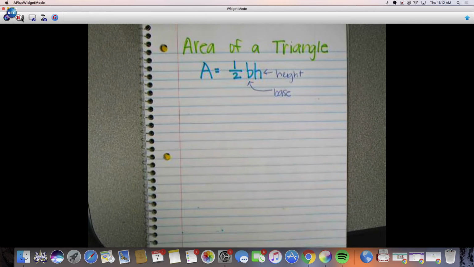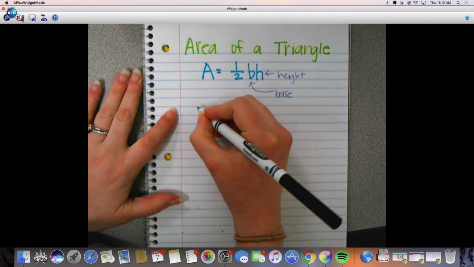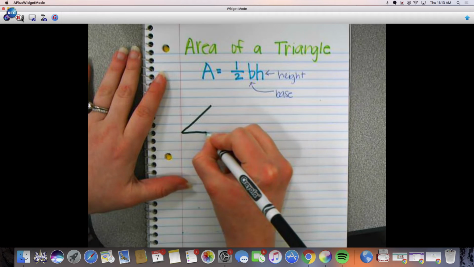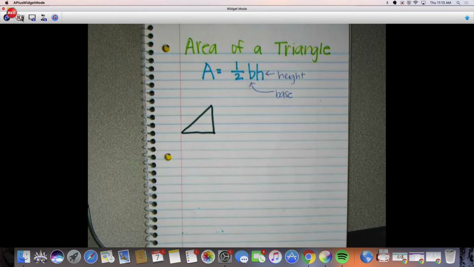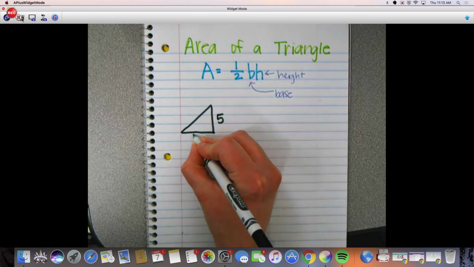So, let's draw a triangle like this. On this triangle, we are going to call this 5, and we're going to call this 6.